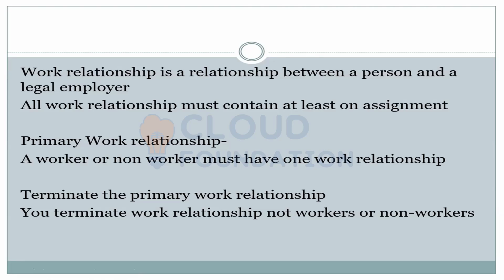Primary. So what is called a primary work relationship? There can be one work relationship, there can be two work relationships. A primary work relationship: a worker and non-worker must have one work relationship. That means one assignment on which the person is working.